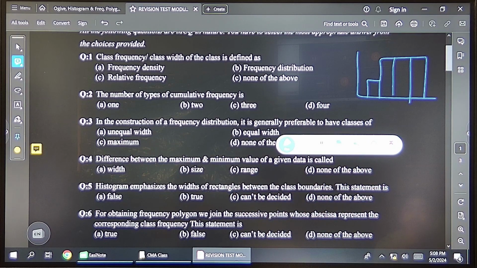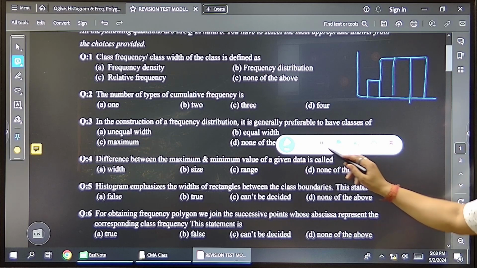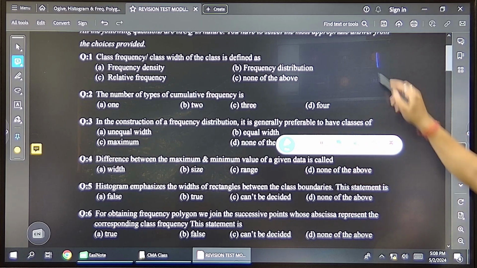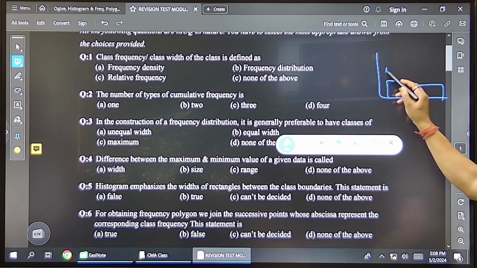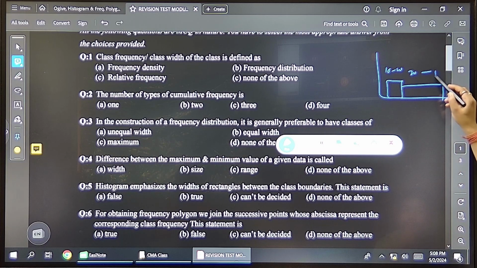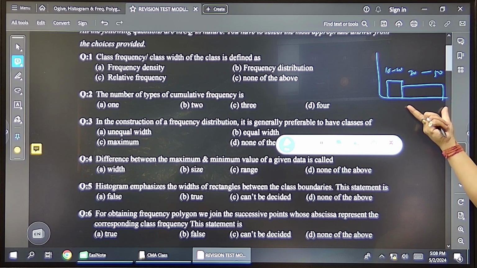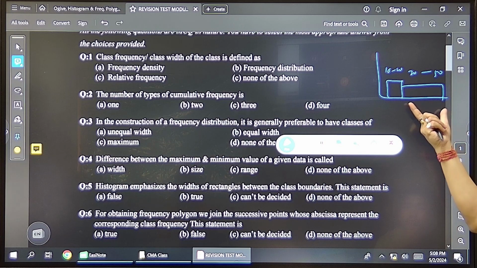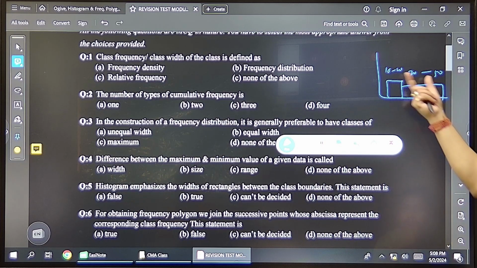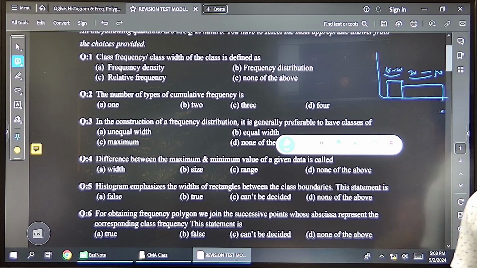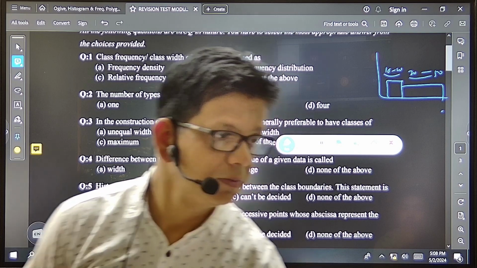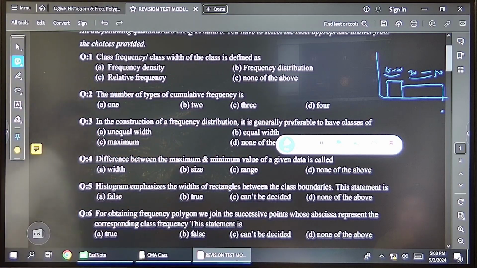So depending on the boundary, look at this. Why does this rectangle come smaller and why does this come bigger? Because suppose here it is 10 to 20, and this is suppose 20 to 50. So the class size is more, so the length or breadth of the rectangle is more. Yes or no? The bigger the class size, the bigger the rectangle is. Yes or no? True or false? True. Because unequal class sizes histogram we did once.